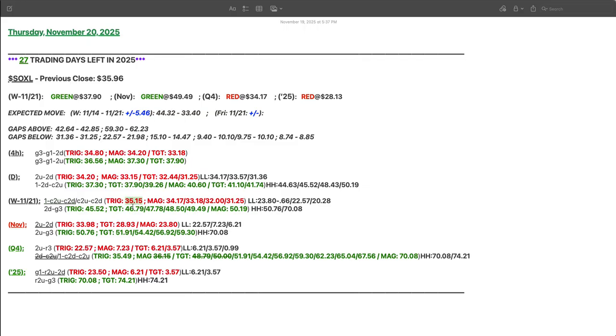Now, from the week perspective, we did trigger the one combo 2 up, combo 2 down when we poked below 35.15 on Tuesday, but you can see the close price is 35.96, meaning we are above that trigger. So you can see this is no longer in bold. It's only underlined. It's underlined to show us we triggered it. We only keep things in bold if they are still in force, or past the trigger.